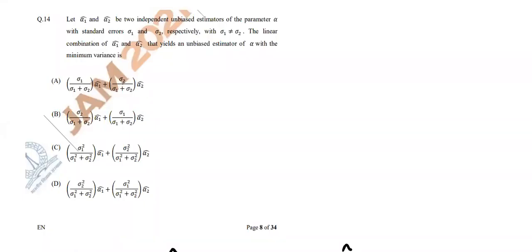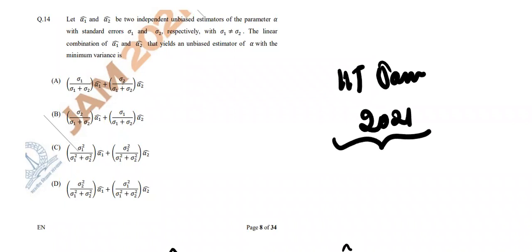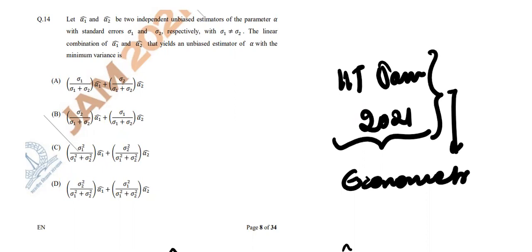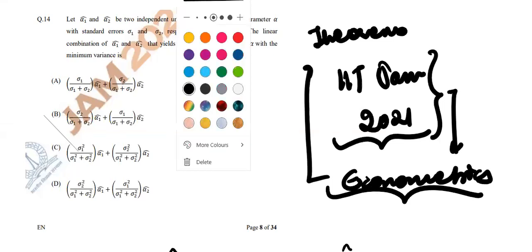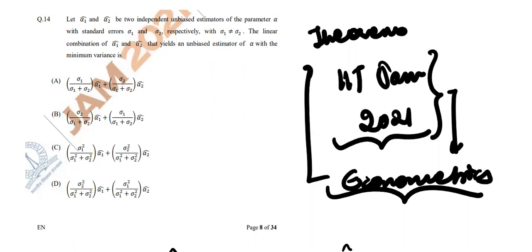Hi, this is a question which was asked in the IIT JAM 2021 paper. And this is a question that is actually from the point of view of econometrics. We have already done quite a few theorems related to unbiasedness and what is the meaning of minimum variance, what are the BLUE properties, all of that we have already done.